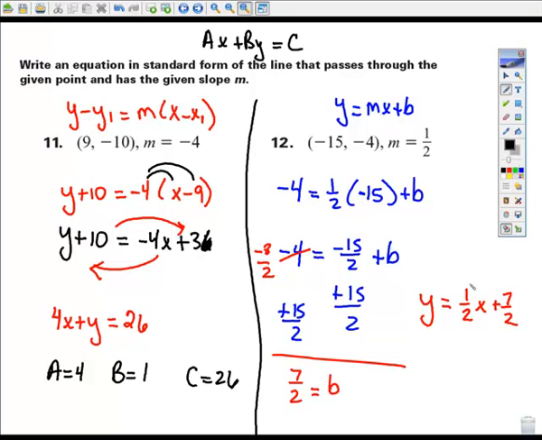So again, I need it in standard form, so I need to move the x over with the y. So to do that, I'll subtract it. So I end up with negative half x plus y equals 7 halves. Yes, it's okay if you call the 7 halves 3.5.